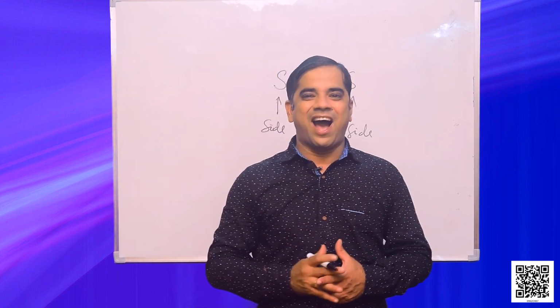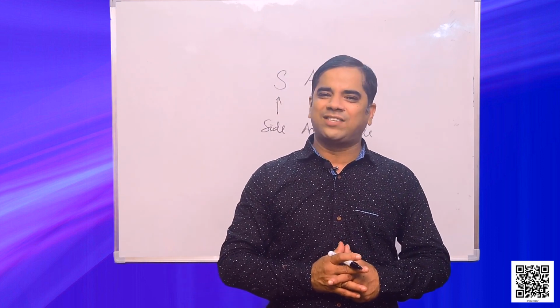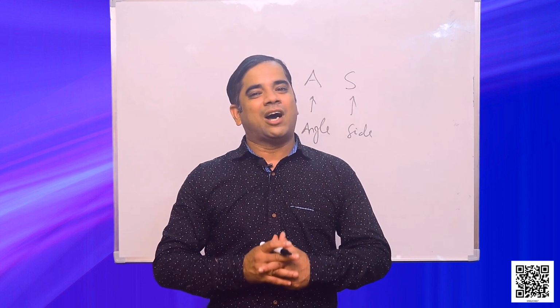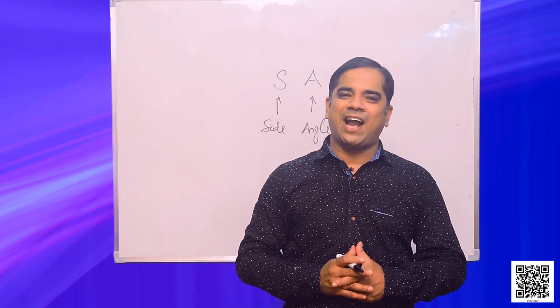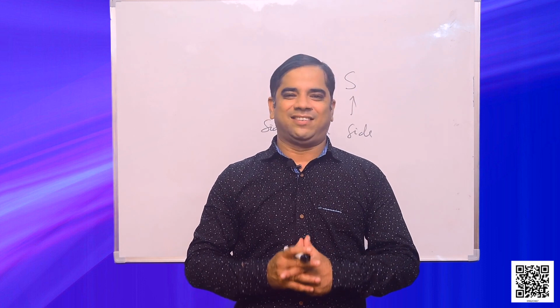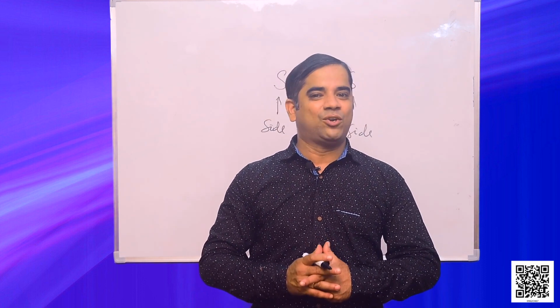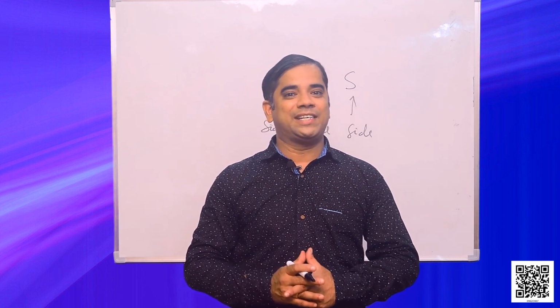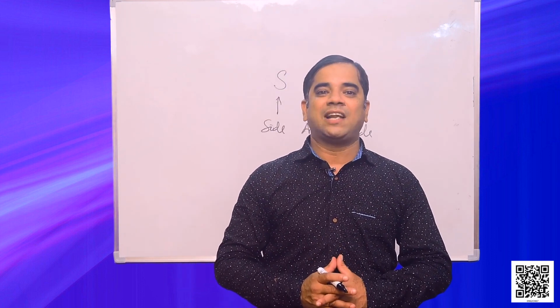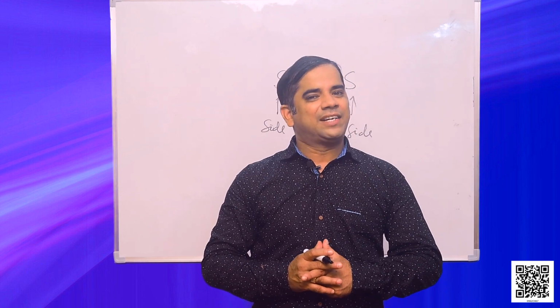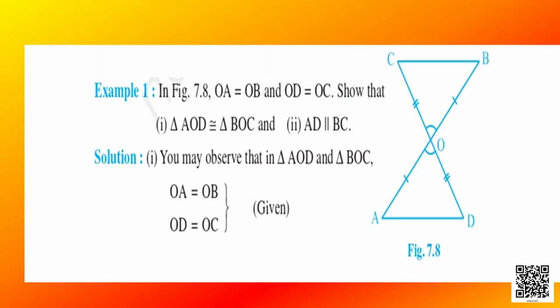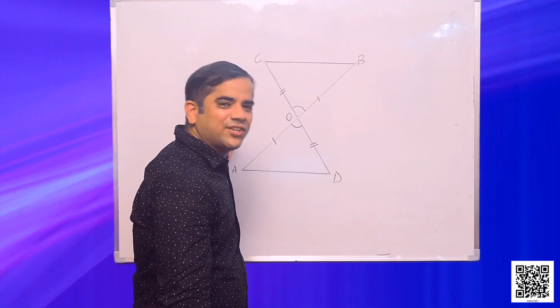Two triangles are congruent if two sides and the included angle of one triangle are equal to the two sides and the included angle of the other triangle. This result cannot be proved with the help of previously known results, and so it is accepted true as an axiom. Let us now take some examples. Okay? Students, you can observe the diagram on your book or you can watch here.